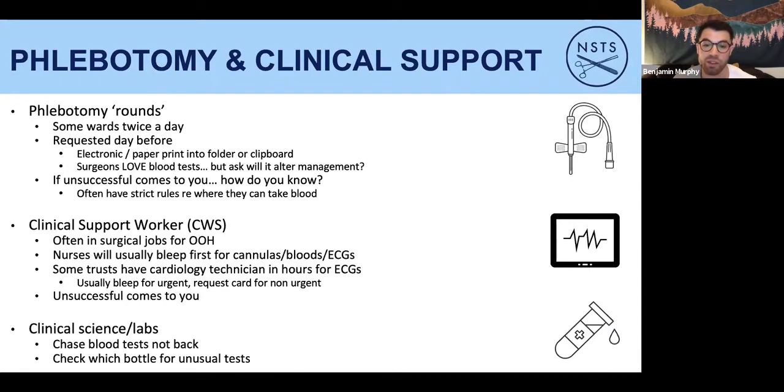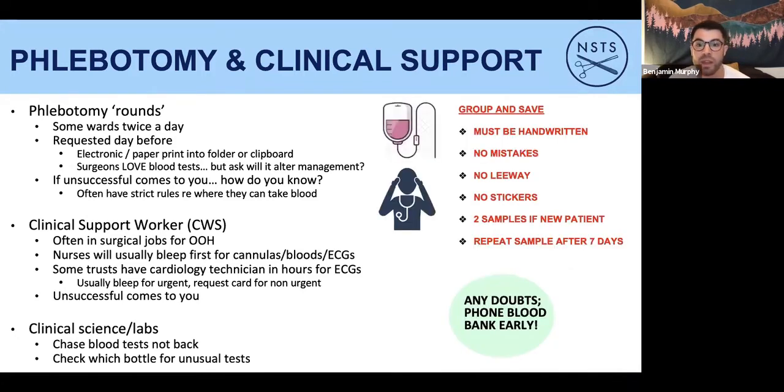And then don't forget, if you're unsure what blood bottle to do for a random cancer marker that your consultant's asked for on a ward round, just phone clinical sciences and ask them what they want. And if any tests aren't back or you're not sure whether they've been received in the lab, they're often really good people to go to.